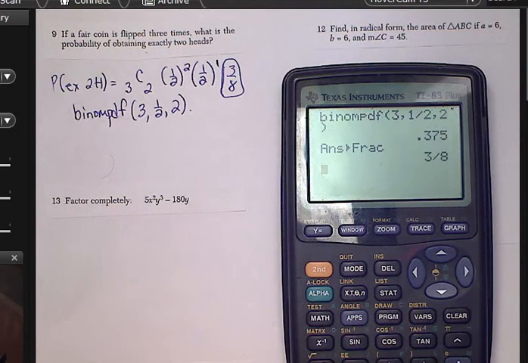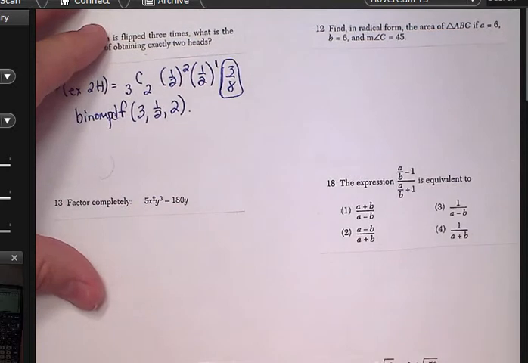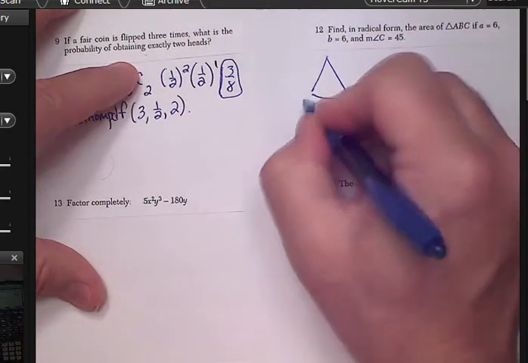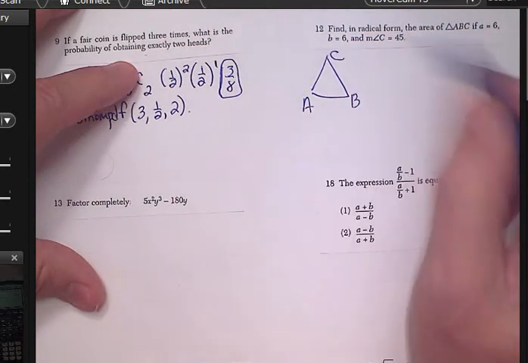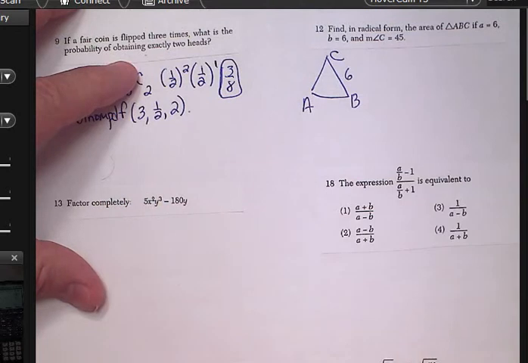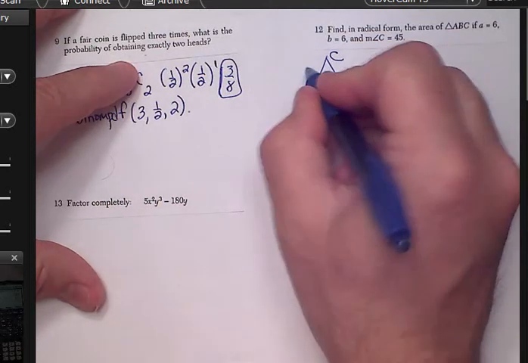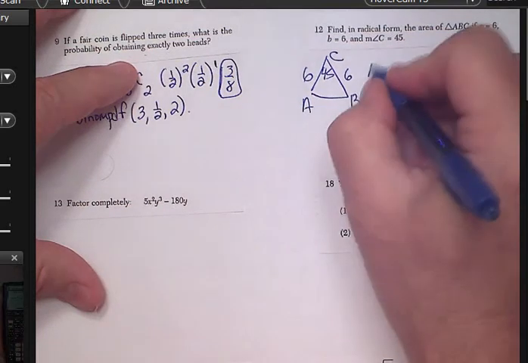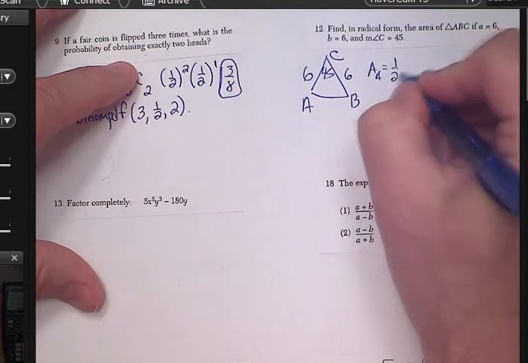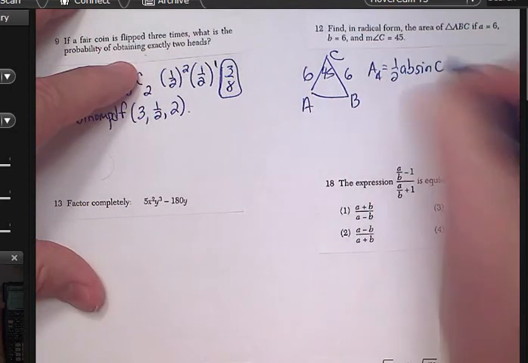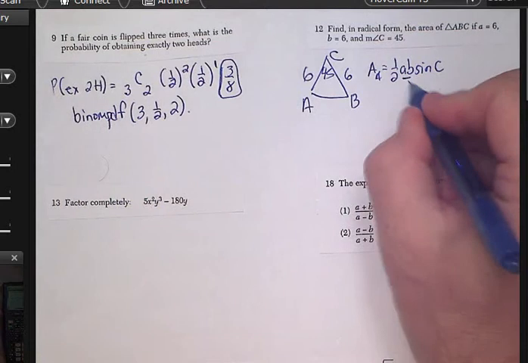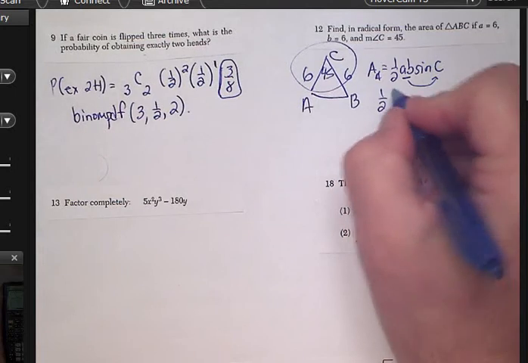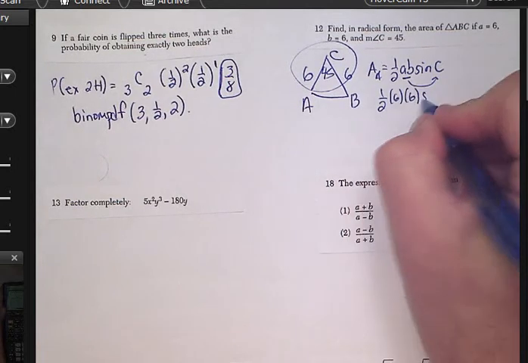Okay? Next, we're looking for the area of a triangle in radical form. All right, so we can draw that triangle real quick, just as a reference, A, B, and C. It tells me that little a is 6, so side opposite big A is 6. Side opposite angle B is 6, and angle C is 45. Remember, the area formula for a triangle is, and you can see it on the formula sheet, 1/2 ab sine C. And the only requirement for this is that these 2 sides surround that angle. It's exactly what we have here. So this is going to be 1/2 times 6 times 6 times the sine of 45.